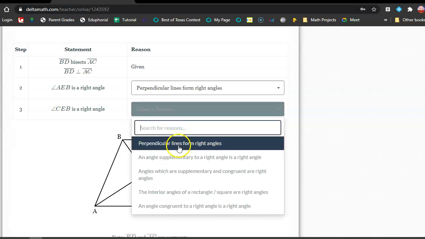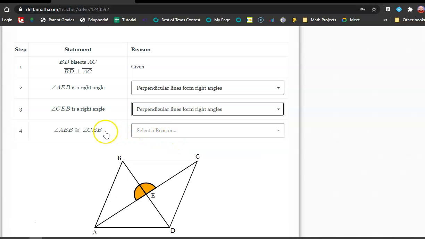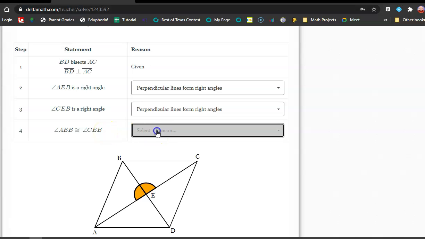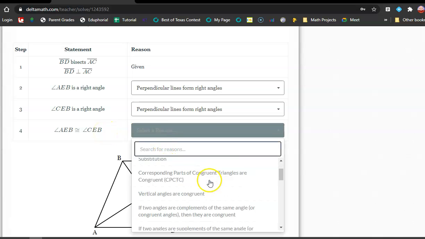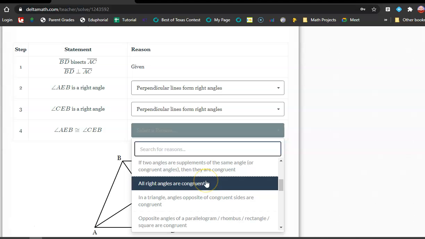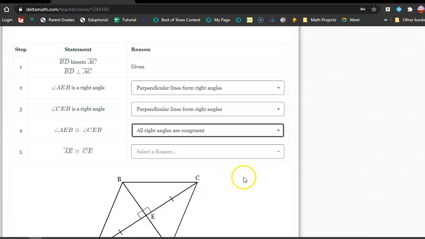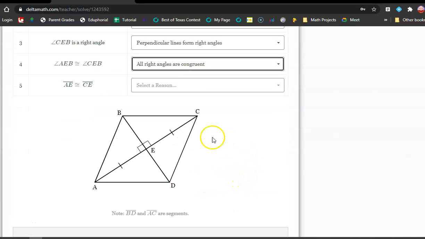Let's see here. So I've got another perpendicular line. And now I can say that they're congruent because all right angles are congruent. Where is that? All right angles. There we go. All right angles are congruent. Boom. So now I have one set of congruent angles. I want to say that these sides are congruent, these right here. I want to say those are congruent.